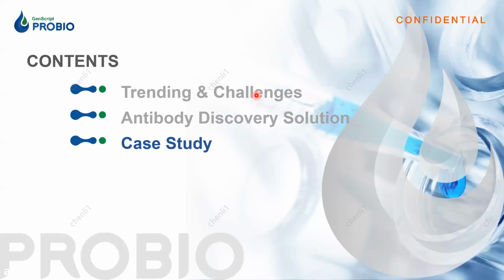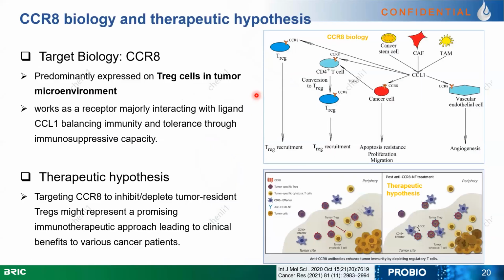At the last part, I would like to share an internal case study of antibody discovery against CCR8 using the technologies that we have just discussed previously. CCR8 is a pretty popular immune modulating target in recent years. It is predominantly expressed on Treg cells in the tumor microenvironment. The working theory of the CCR8 therapeutic hypothesis is targeting CCR8 to inhibit and to deplete tumor-resident Treg cells.